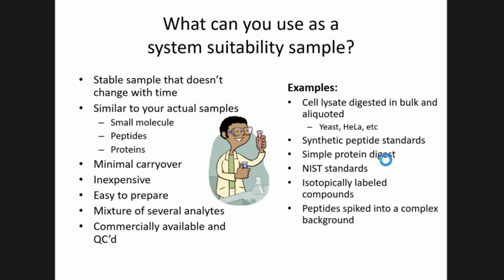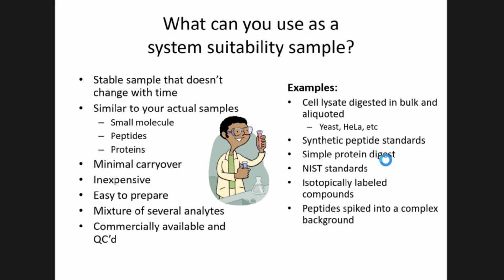Something that, if you have to prepare it, is very easy to prepare. Ideally a mixture of several candidates. Some people may use beta-gal as a retention time evaluator. It's one peak, right? I think it's just one analyte. So what do you do with that? You can't do chromatographic resolution. You can do mass accuracy and peak shape, but wouldn't you want a couple other measures in there? Ideally, commercially available and QC'd.